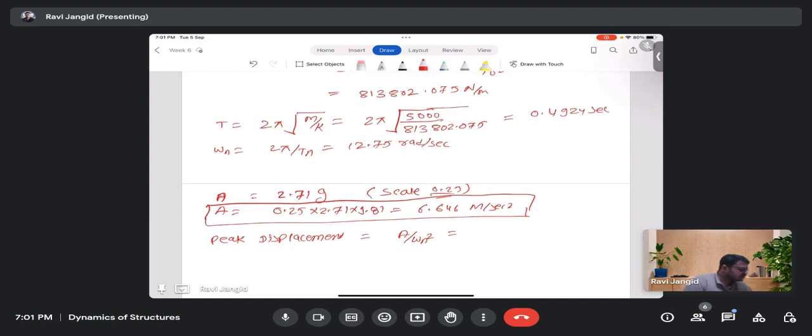That is 0.04 meter. So that will come around to be 40.88 mm. Okay, that was part A.